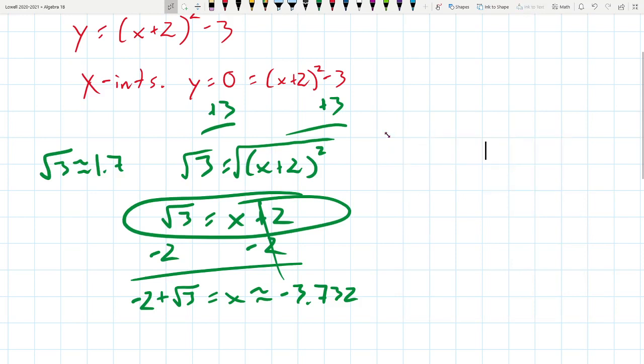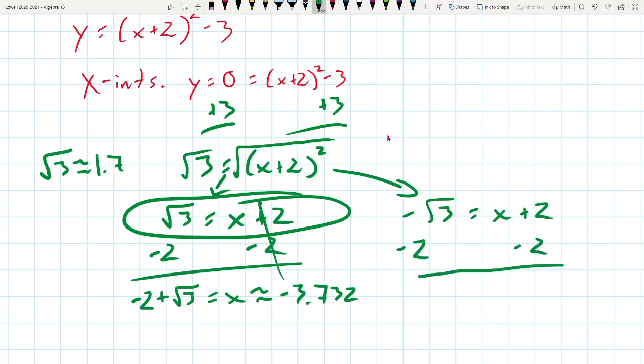So you should actually end up with two solutions. One there with the positive square root of 3, and then negative square root of 3, x plus 2. But again, this process ends up being the same. This is probably reminiscent of an absolute value equation at this point, where you get multiple solutions. And your other x value is x equals negative 2 minus the square root of 3.